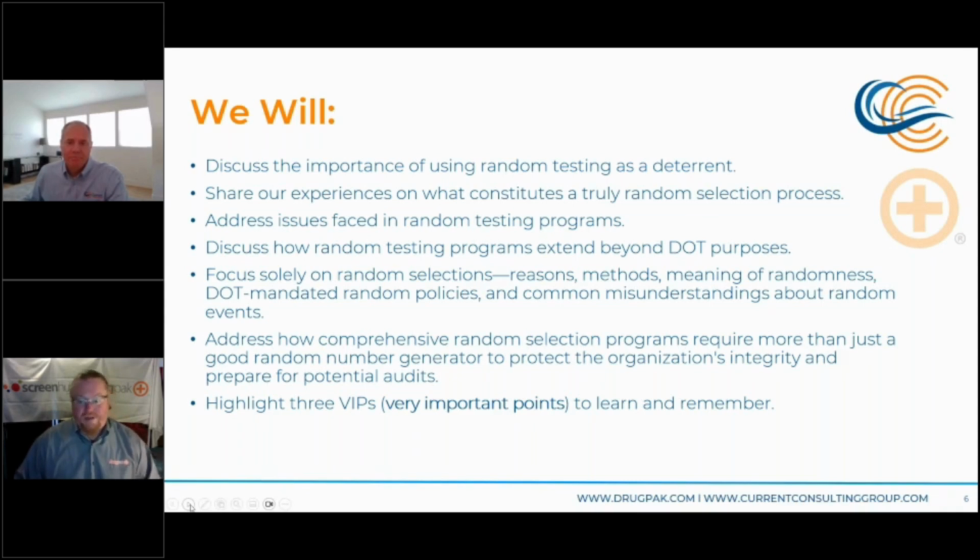Today, we are only going to cover topics concerning random selections. We'll talk about why random selections are used and how they're performed. We'll learn what it means to be random, briefly review the random policies mandated by the DOT, and demonstrate how an expert statistician might evaluate a random program to see if it is truly random. We will show you that there is more to a comprehensive random selection program than simply a good random number generator. This ties directly into how to protect your organization's integrity and the integrity of your random program.